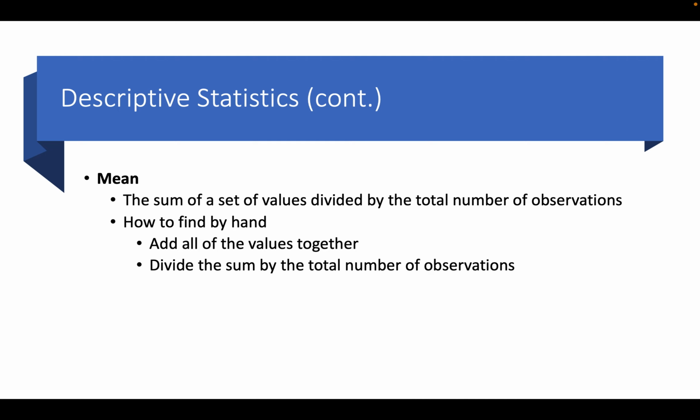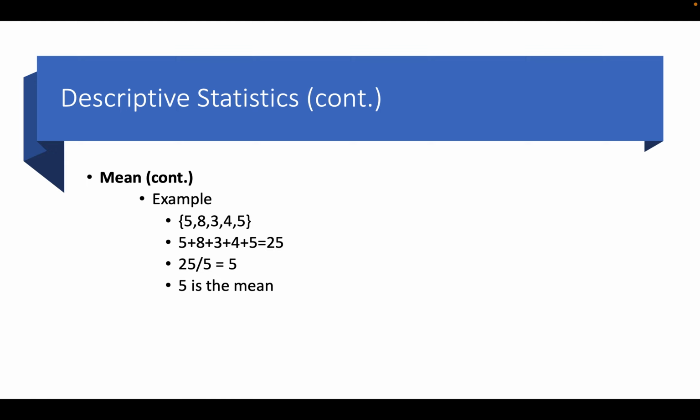Now for the mean, the sum of the set of values divided by the total number of observations, this is also known as the average. So we add all the values together, and we divide the sum by the total number of observations. We've used averages for most of our mathematical life, so I don't think this one is going to be particularly surprising. For instance, with the mean, for a small array of data, 5, 8, 3, 4, and 5, we just add them up in any order. We come up with the value of 25. 5 plus 8 plus 3 plus 4 plus 5 is 25. And we divide by the total number of cases, or the n. 25 divided by 5 is 5, so 5 is the mean value.